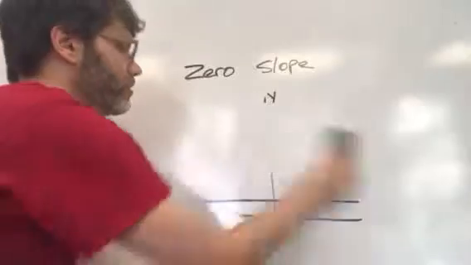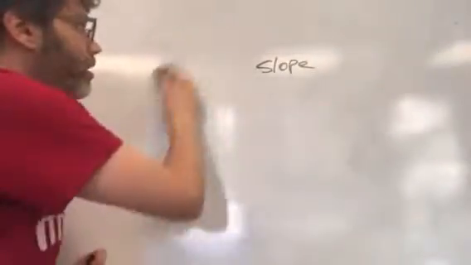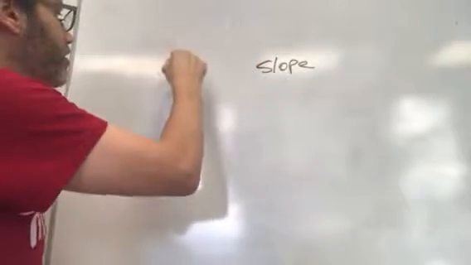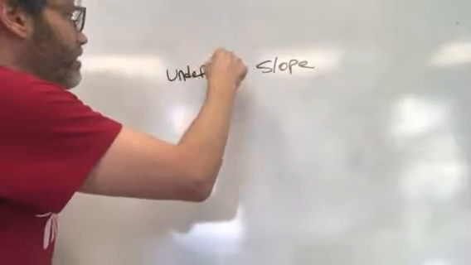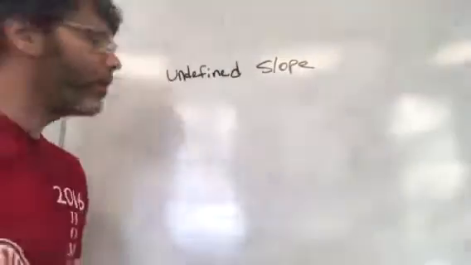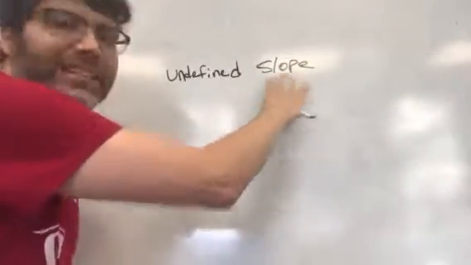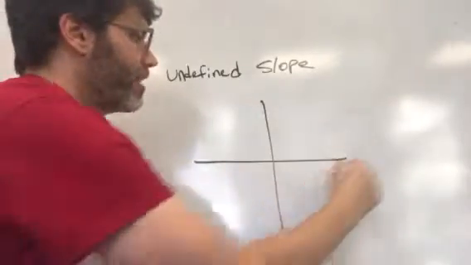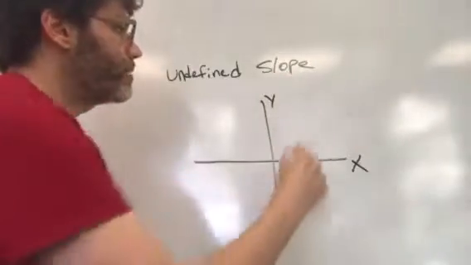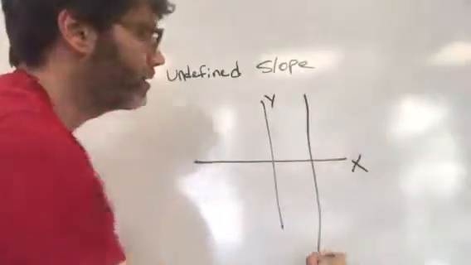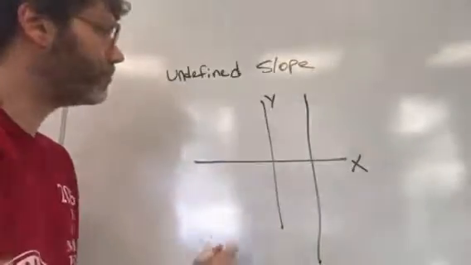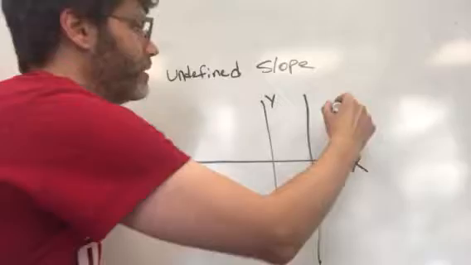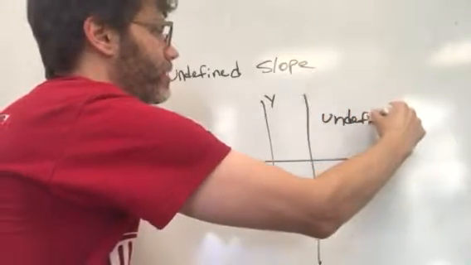Now if lines go vertically, then we call them as having slopes that are undefined. So it doesn't even really make sense to talk about them having a slope. Here we have a graph, x and y, and here we have a line that's completely vertical, okay? This line right here is said to have an undefined slope.